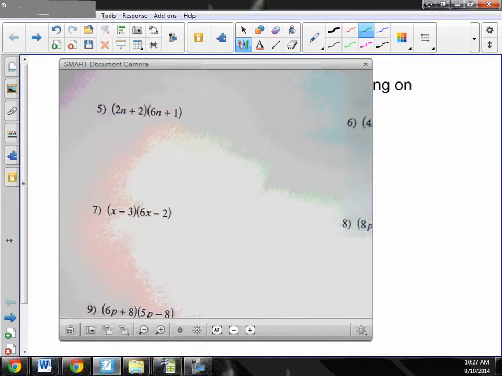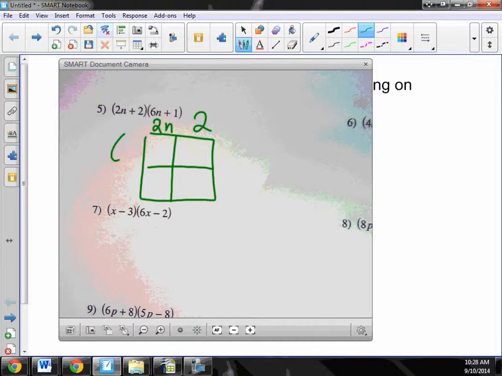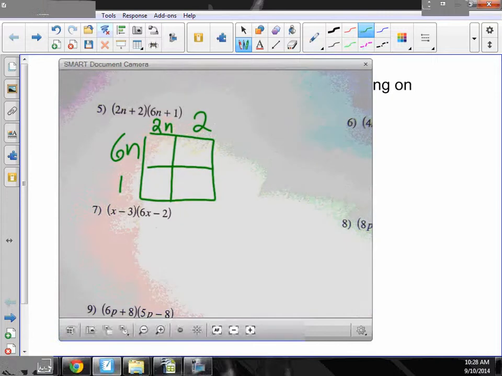This is a binomial and a binomial. Anytime you have something 2 or bigger multiplied by something 2 or bigger, we're going to build a box that has as many boxes as the product of the two numbers of terms. So I'm going to build a 2 by 2 box, and I'm going to put 2n and 2 on the top, and 6n and 1 on the side. Now each little box is just the multiplication of the row and column that you find in the bigger box. So this first one is going to be 6n times 2n, which is 12n squared. The next box is 12n. Then down on the bottom row, 1 times 2n is 2n, and 1 times 2 is 2. Okay?